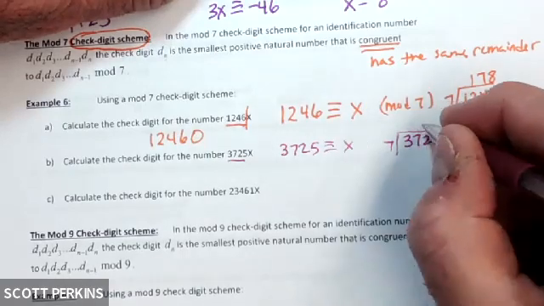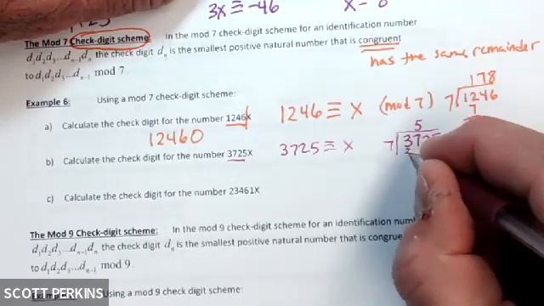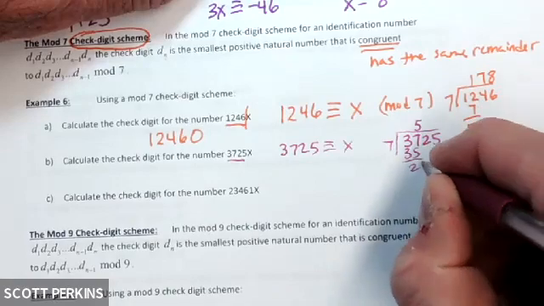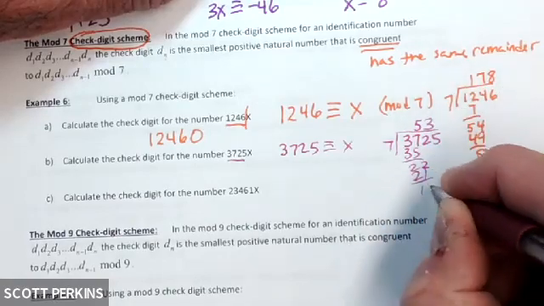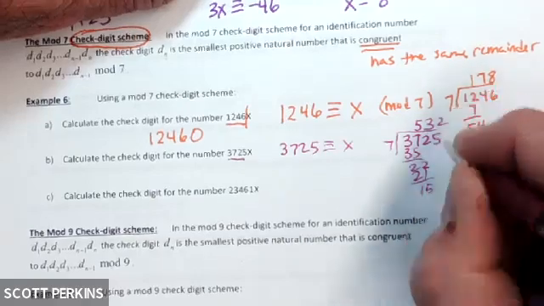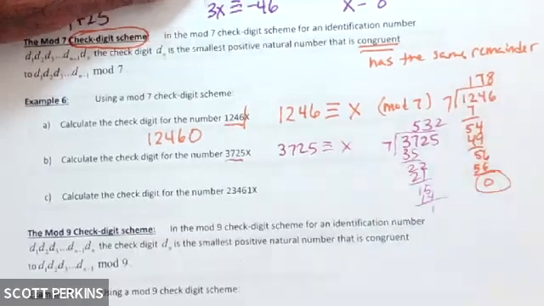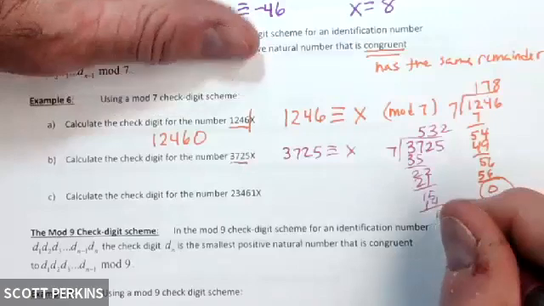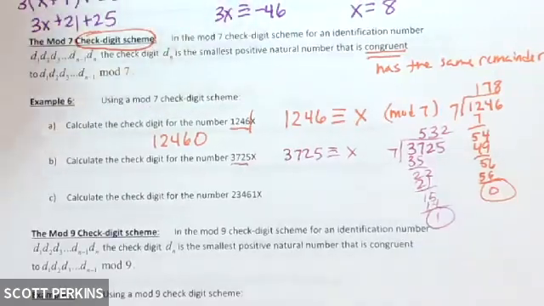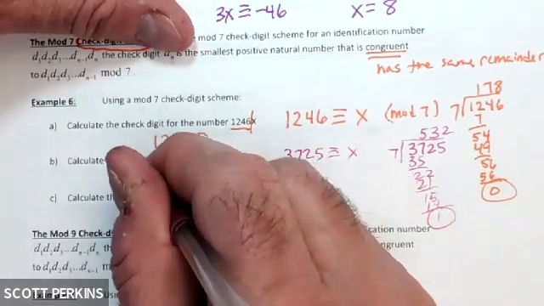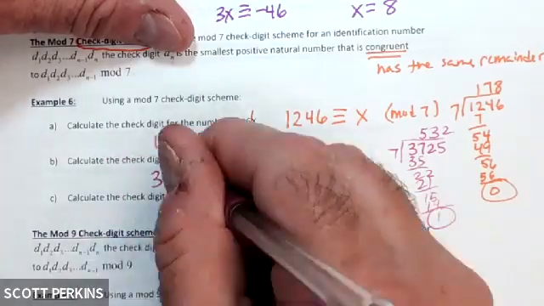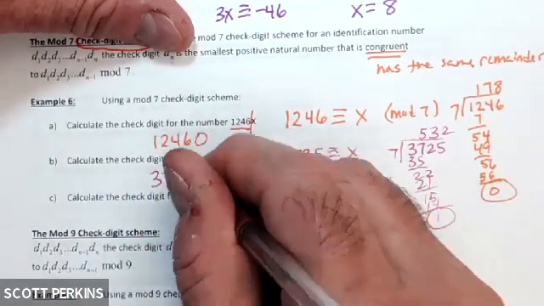7 goes into 37 5 times. Bring down the 2. 7 goes into 22 3 times. Bring down the 5. 7 goes into 15 twice. Remainder 1. So I'm done. So that means, what is the check digit? The check digit is the number that is the congruence class of 3,725. So it's 1. So the number here is 3725, and then the last digit is 1.